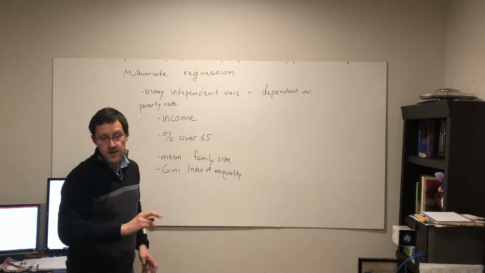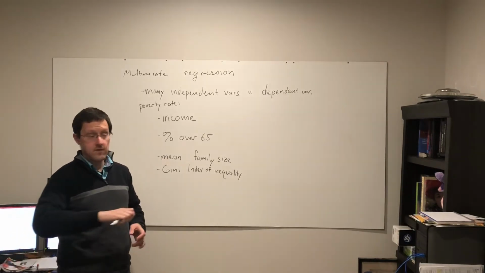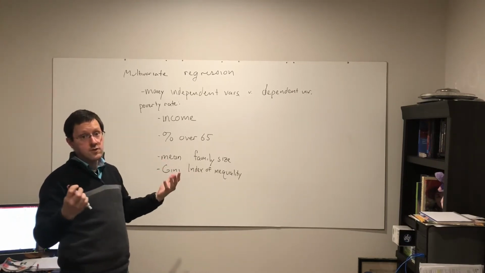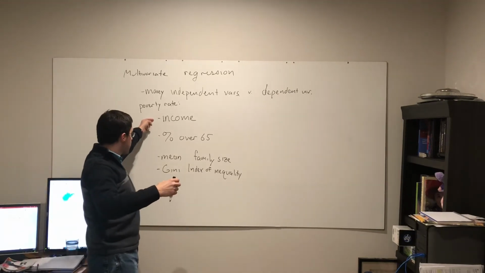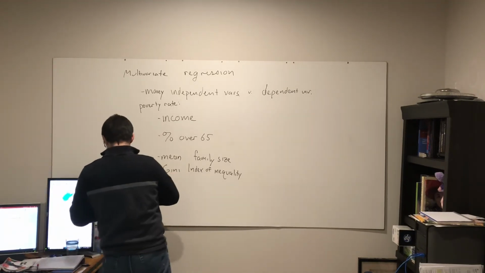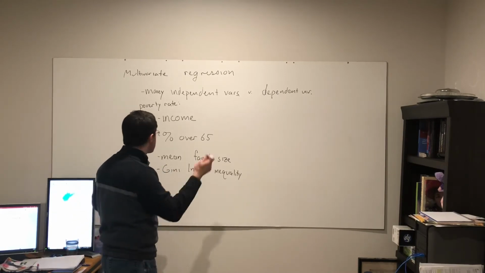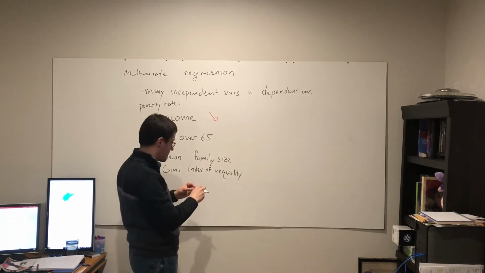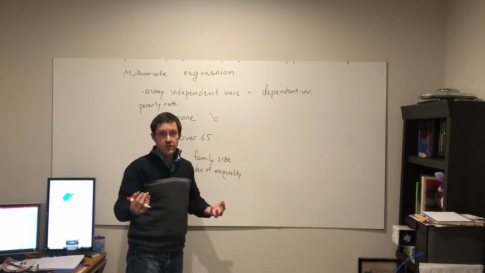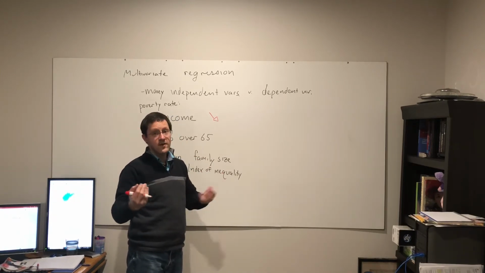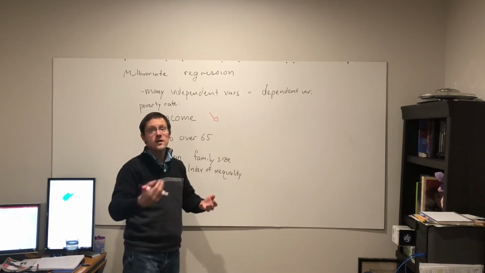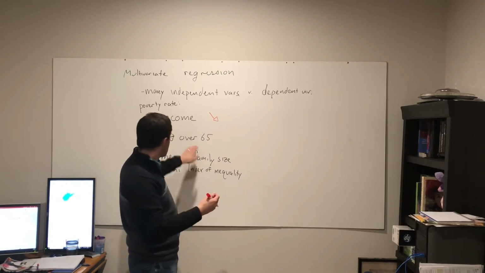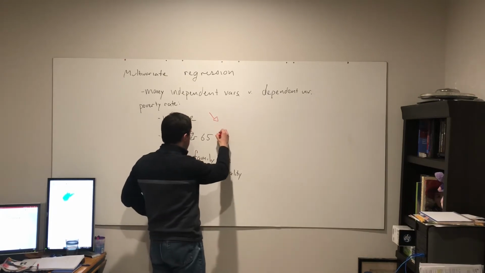a frequently used index for measuring inequality is called the Gini Index. In the sense it's not particularly relevant here what measure you use. We might expect, as income goes up, poverty rate should go down. As the percent over 65 goes up, thanks to Medicare and Social Security, where most senior citizens, most over 65, have a guaranteed minimum income, we may expect the poverty rate also to decrease.